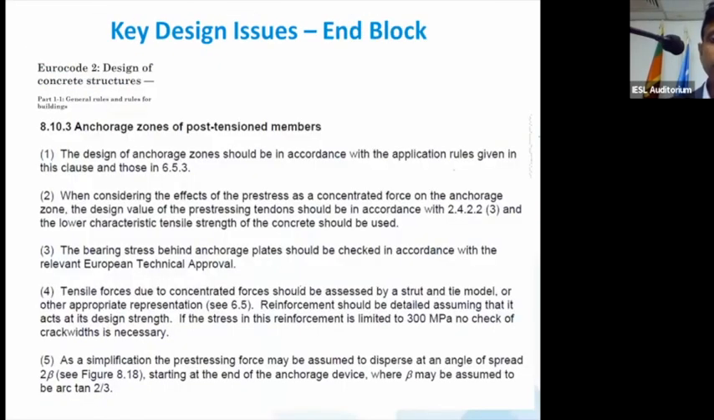Also, another key design area is the end block. The end block is where, when you do the post-tensioning, you have the big anchorages at the end. The whole force will be transferred to the box itself at that corner.